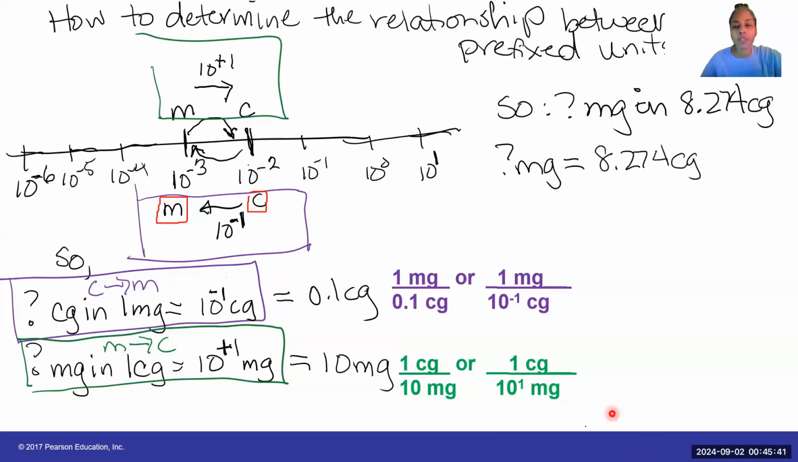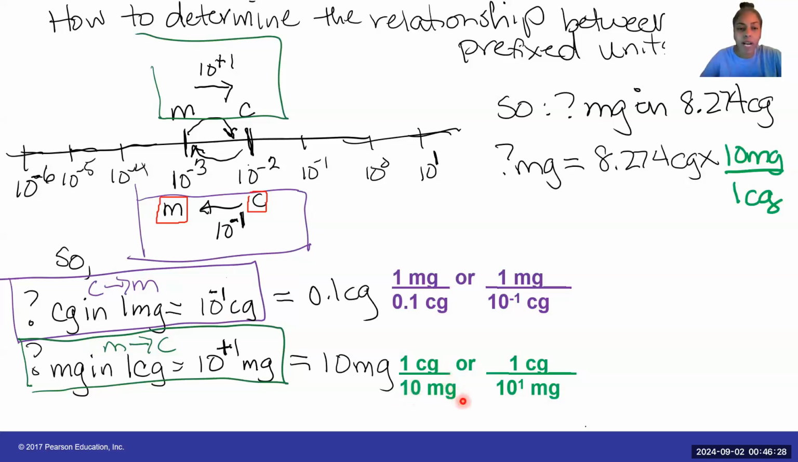Here, we're always going to start with what we were given. We were given 8.274 centigrams, and we're going to use a conversion factor. Which one of these conversions are we going to use to solve this problem? You tell me. I'm going to use 10 milligrams per 1 centigram. And why am I doing that? I just happen to like using positive numbers. So it really doesn't matter which one of these you're going to use. I'm writing it in the positive. I just like multiplying positive values.